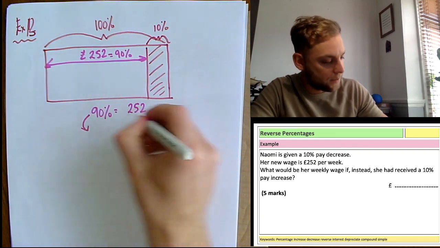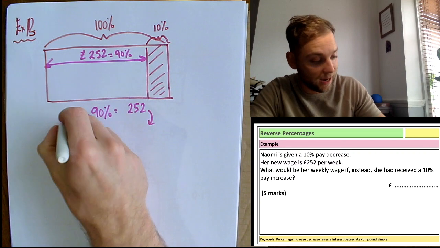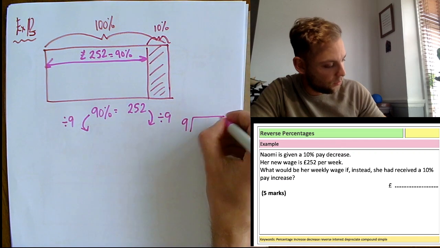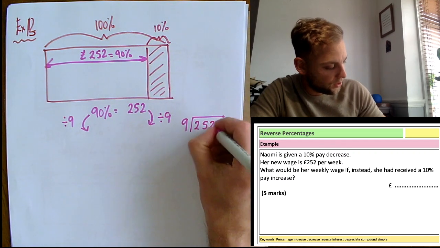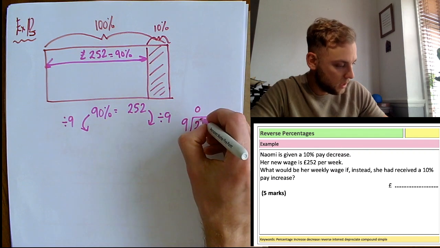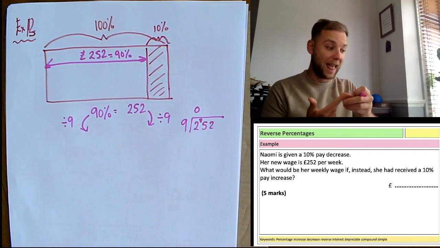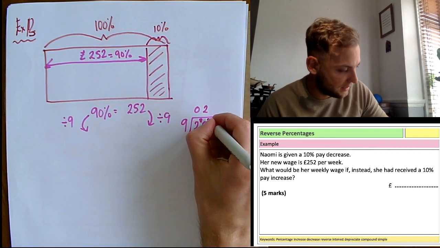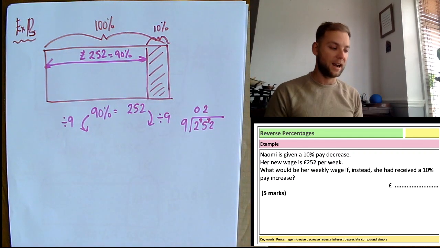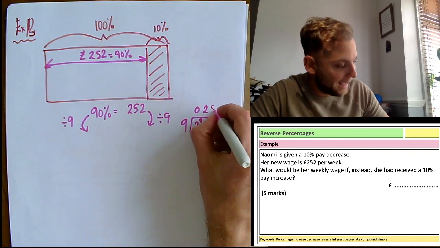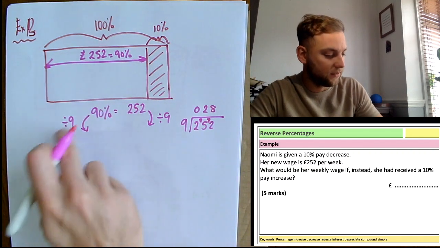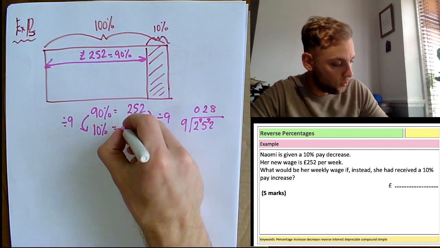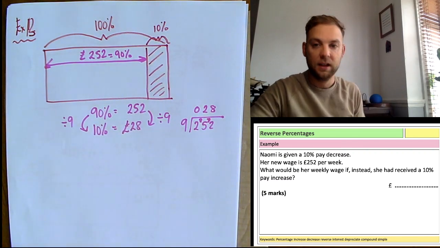So to find 10%, I would divide this by 9, divide by 9. So 9 into 252. So 9 into 2 doesn't go. 9 into 25, so 9, 18. So it goes in twice. Carry the 7. Okay. And 9 into 71 goes 8 times. So the answer here, 90% divided by 9 is equal to 10%. 252 divided by 9 is equal to £28. Now there's two ways you can do this.